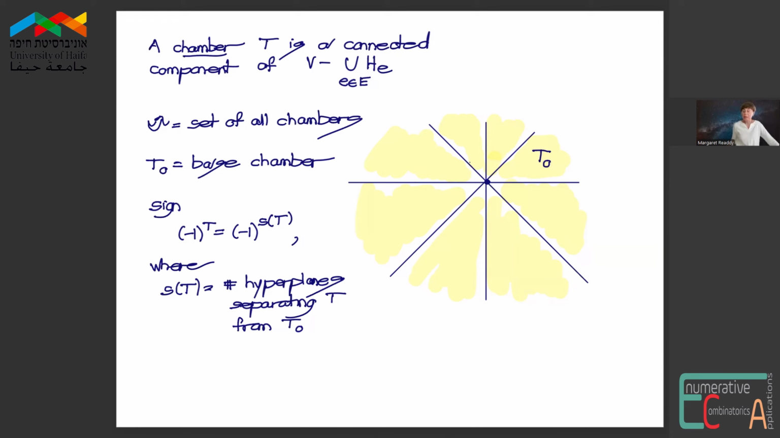Associated with each chamber is going to be a sign. It's (-1) to the size of the separation set. So if you're standing in a chamber, it's how many hyperplanes you have to pass through in order to go from your current chamber to the base chamber. The base chamber here has sign +1, and depending upon how many you pass through determines your sign.